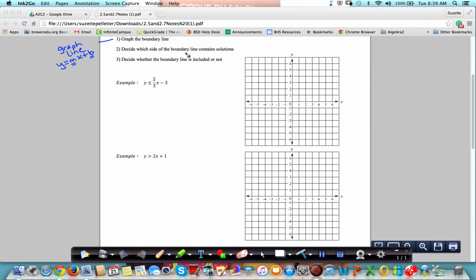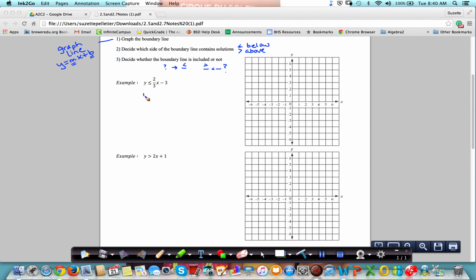Decide which side of the boundary line contains the solutions, okay? So that's going to be, is it a less than, so below, greater than, above? So which side of the boundary line contains the solutions? And then decide whether the boundary line is included or not, less than or equal to, greater than or equal to. So do they have the equal sign or not? That's our last kind of question we have to ask ourselves, okay?